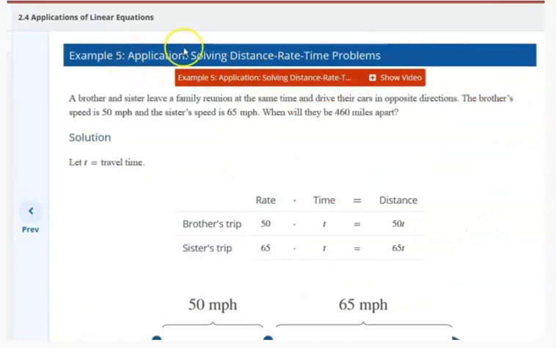Now for example 5, and we're going to use this as a model of any kind of example you might have on Certify and Practice. Here, brother and sister leave, so they suggest a diagram here. And they're going in opposite directions.